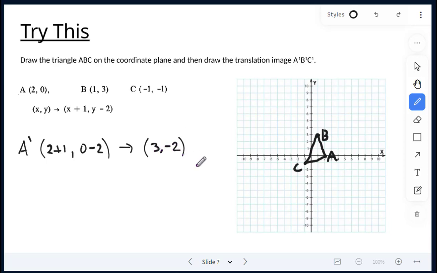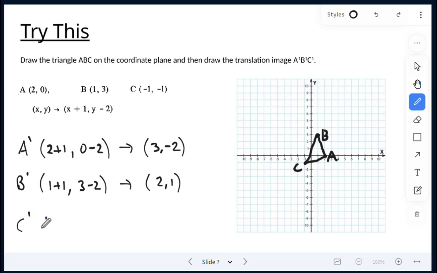But like I said before, you can always just take your original point. We know we're moving it over 1 and then down 2, 1, 2. So our new point is at (3, -2) anyways. This is just another way to make sure your points are done correctly. Okay, so our next point is at (1, 3). So it's going to be 1 plus 1, and then 3 minus 2. So our new point is going to be at (2, 1). Okay, so that's our B prime.